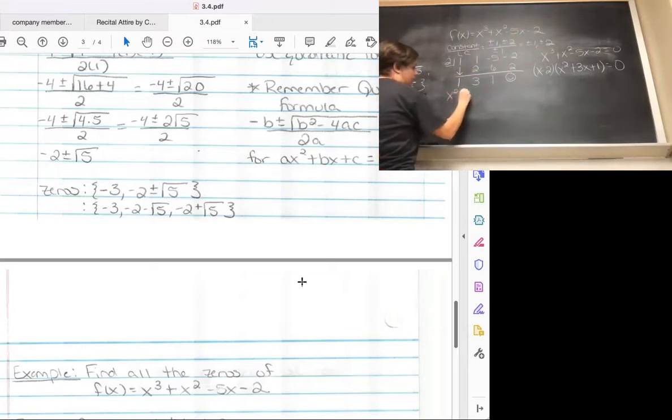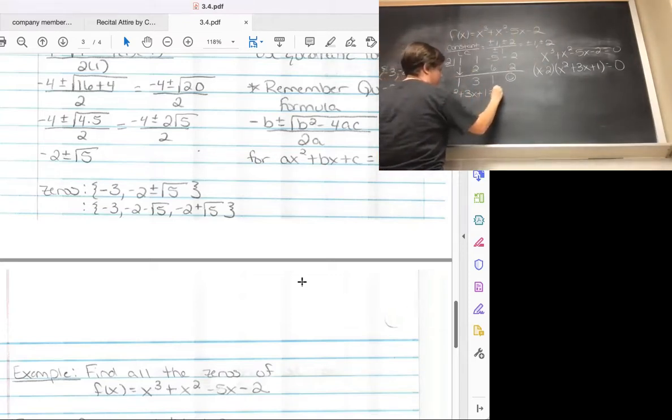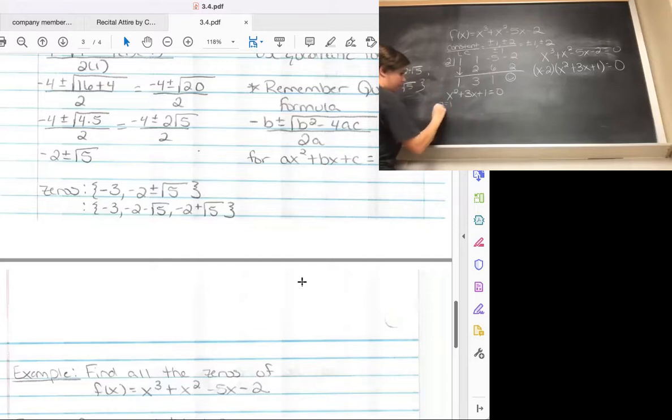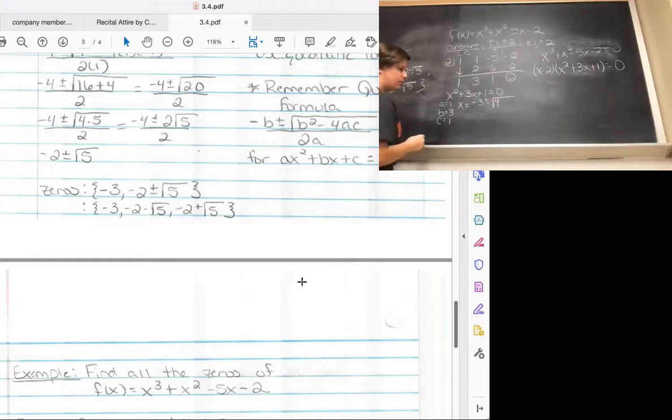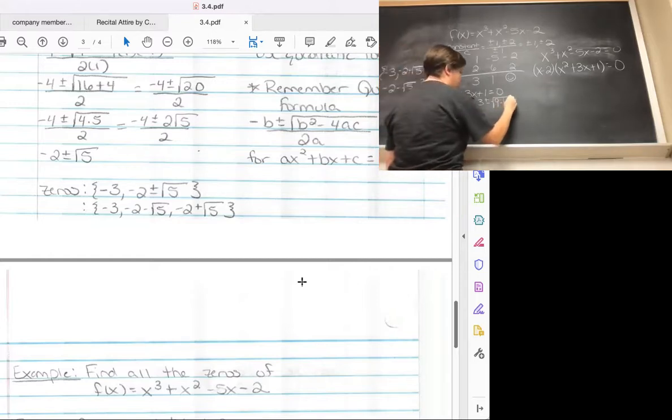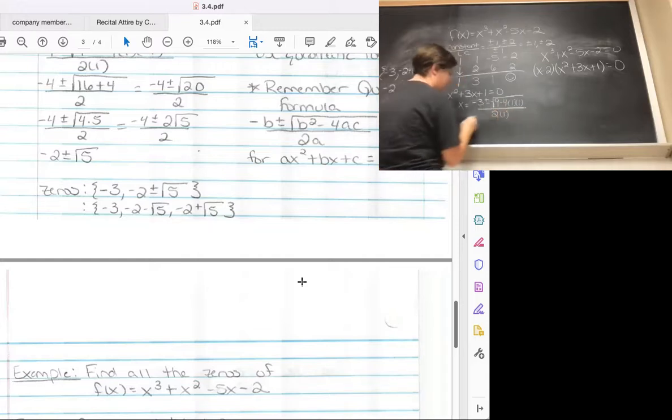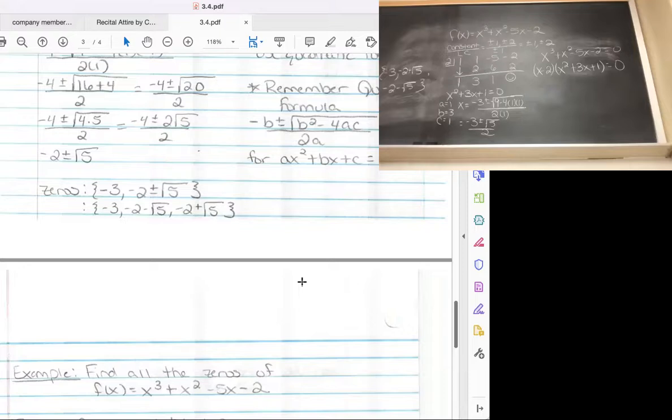So x squared plus 3x plus 1 equals 0. My a is 1, my b is 3, and my c is 1. So x equals -b, -3, plus or minus the square root of b squared. So I'm just going to say 9. I'm going to skip some steps. B squared minus 4 times a times c all over 2 times a, -3 plus or minus the square root of 5 all over 2. That can't be simplified any further.